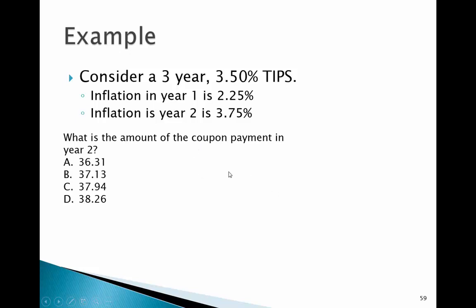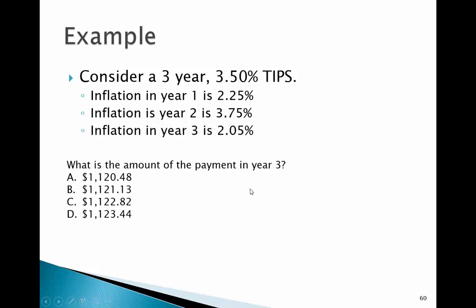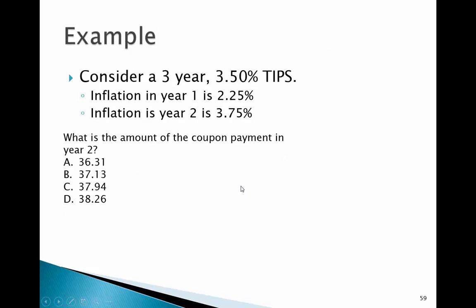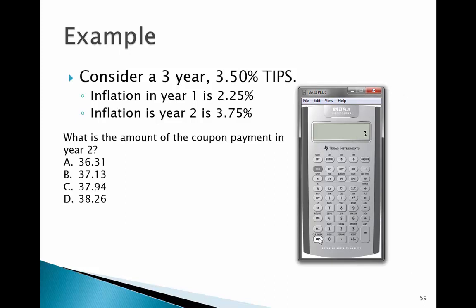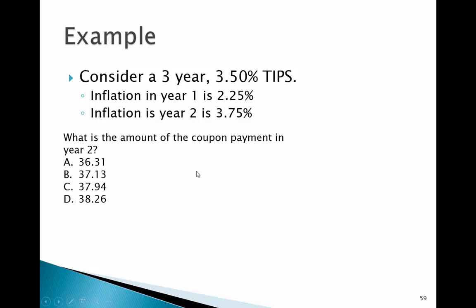Okay, I'm going to skip through this slide. I don't have the answers here, so I'm going to work these. These are good practice problems for you. We've done a lot of these, so I'll go through it quickly. What's the amount of the coupon payment in year 2? Well, the coupon payment every year is $35. Now, since this is in year 2, I've got to take care of the inflation over the last 2 years. So times 1.0375, that takes care of inflation last year, and then times 1.0225, so 37.13. That's the answer there.